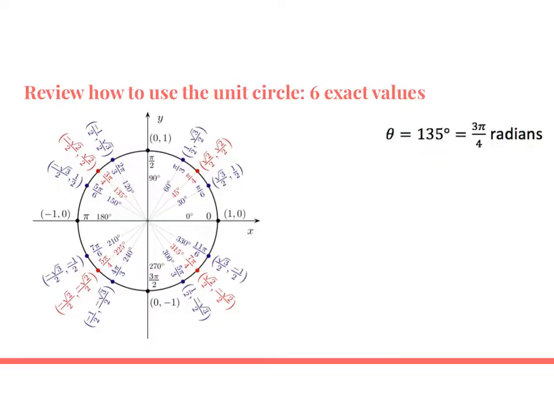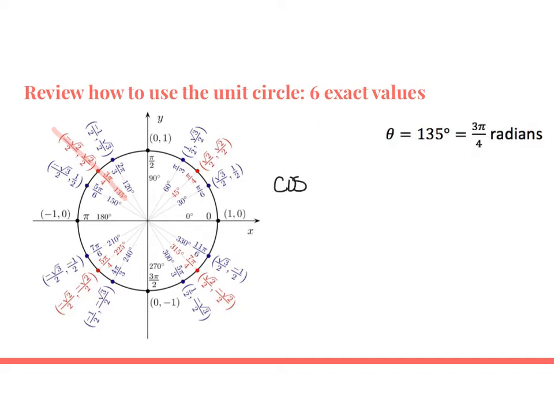So just a quick review of what we were doing, finding the 6 exact values on a unit circle. For this one, the angle of 135 degrees was provided for us. So we're going to go ahead and locate 135 degrees on our unit circle. Again, that's equivalent to 3 pi over 4 radians. In terms of finding the 6 exact values, that coordinate gives us 2 of them.